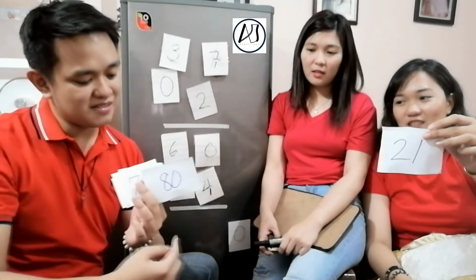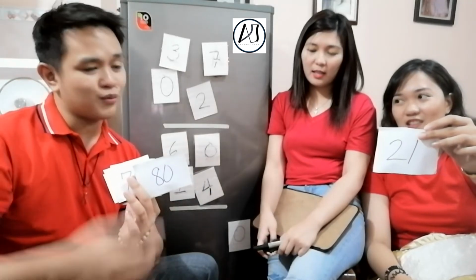So we have 21 times 80. So first step, alisin muna yung 0. So 21 times 8. 160, because 20 times 8 is 160. 160 plus 1 times 8 is 8. So 168. Thus, i-bring down yung 0. 1680. That's very good. Kailangan pa ba i-calculate? Yung next na lang i-calculate.